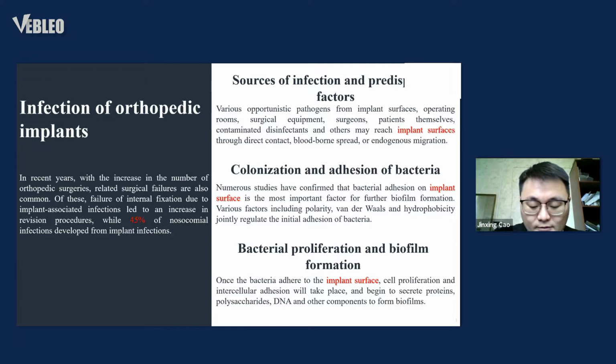Also, orthopedic implant infections can be divided into 3 stages: infection and predisposing factors, colonization and adhesion of bacteria, and bacterial proliferation and biofilm formation. Obviously, the surface of the implant will be the key to solving the problem.